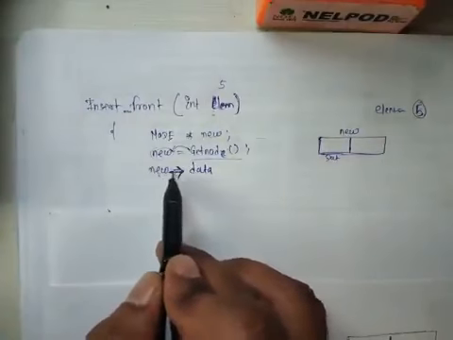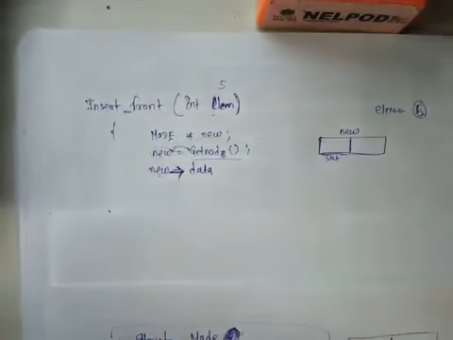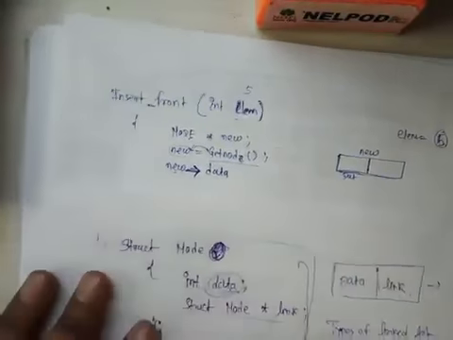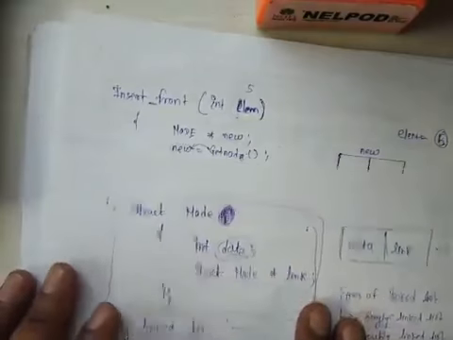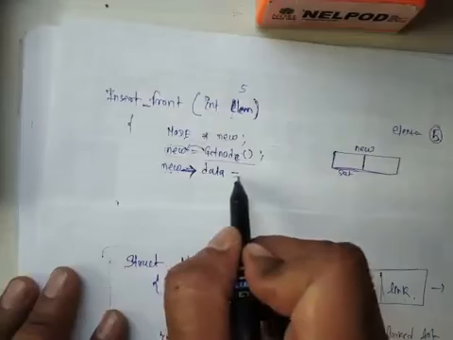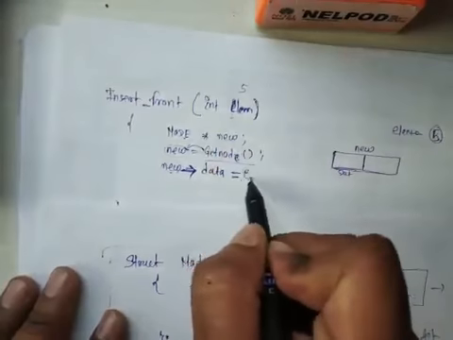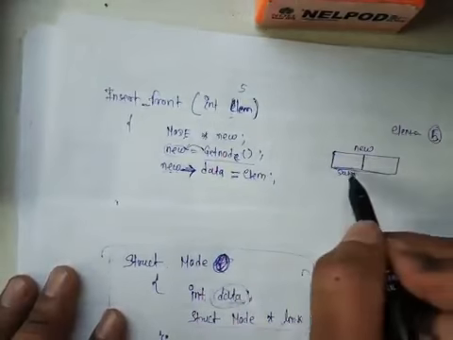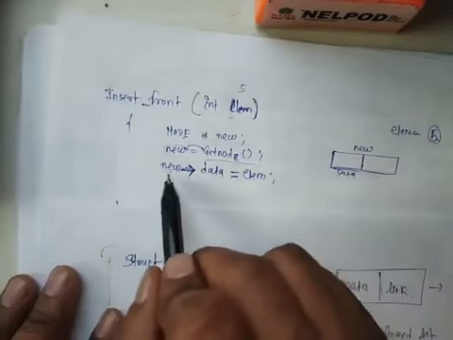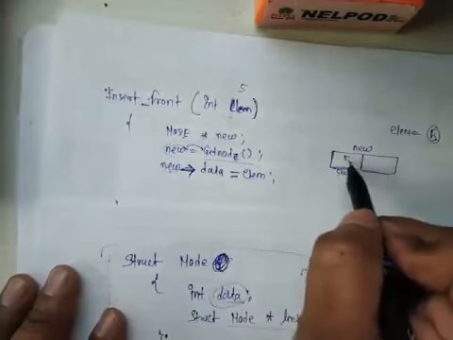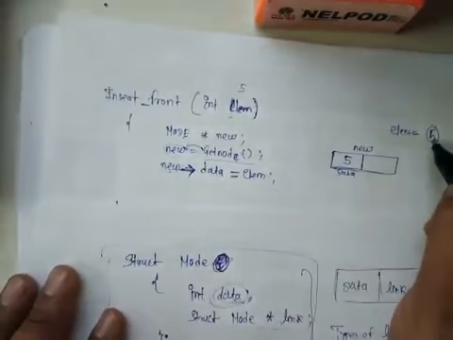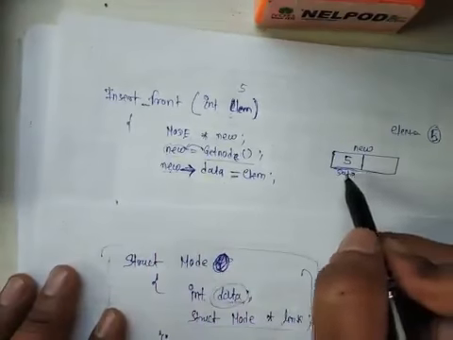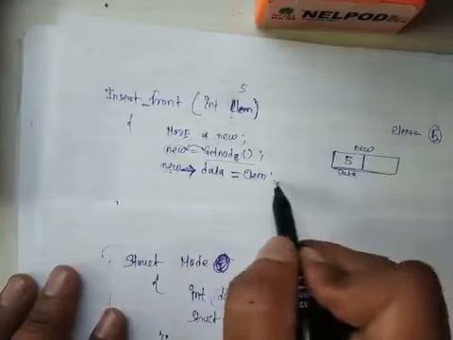So that is why I am using the arrow. New of data. This is the structure definition. So new of data is equal to this element. In the data field, using this line of code, we are assigning the value 5. Element holds the value 5. So new of data is equal to element.